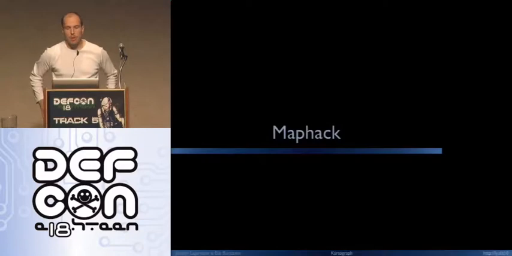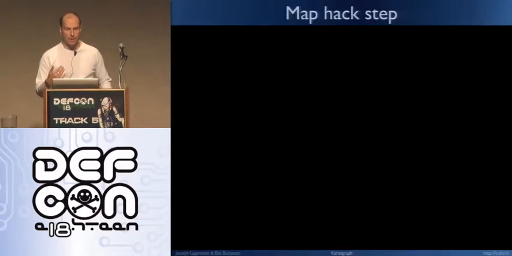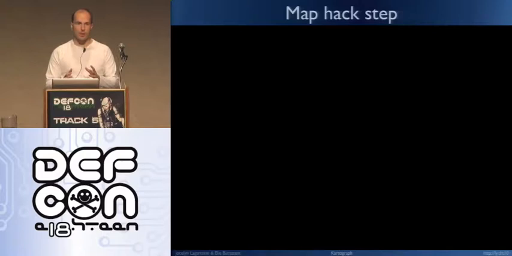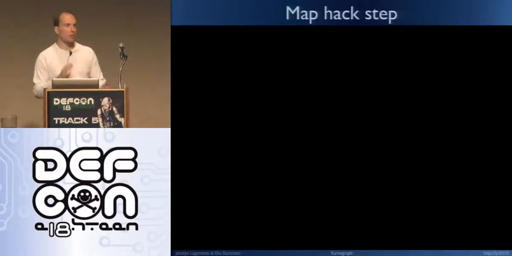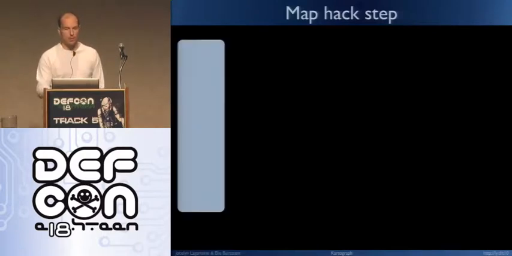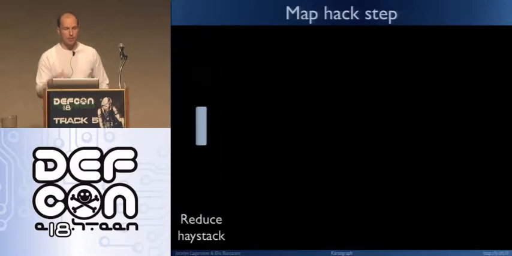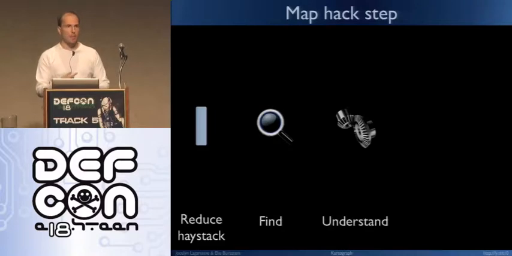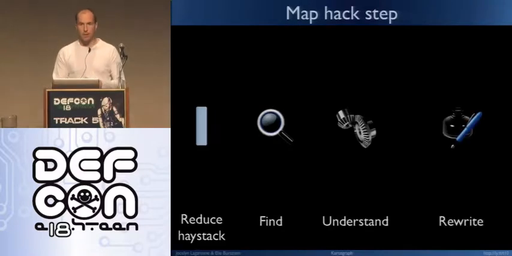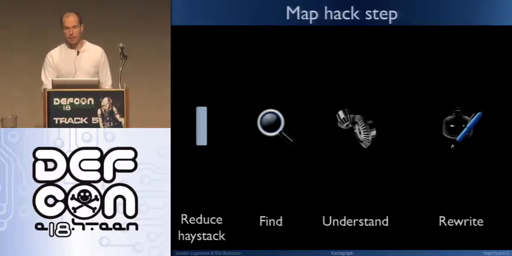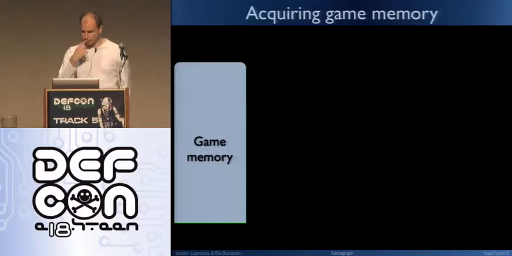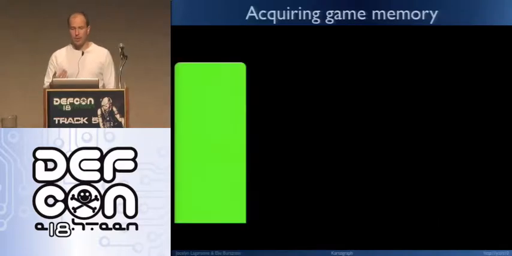So how do we build a map hack? The hard part was to find a way to instrument the game in a way that gives us enough information so we know where to look. We do that in four steps. The first step is to reduce the part of memory we want to consider as the potential place where the structure is. Then we want to find it visually, and then we try to understand it by doing some testing. And finally, we just rewrite it on the fly, either one time or multiple times, depending on which kind of rewriting we need. So how we do that is first we acquire the memory.